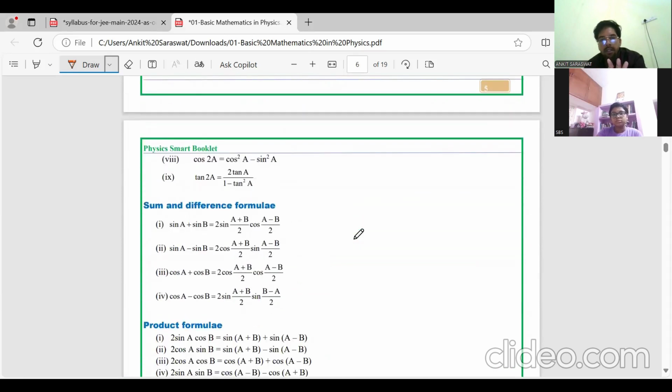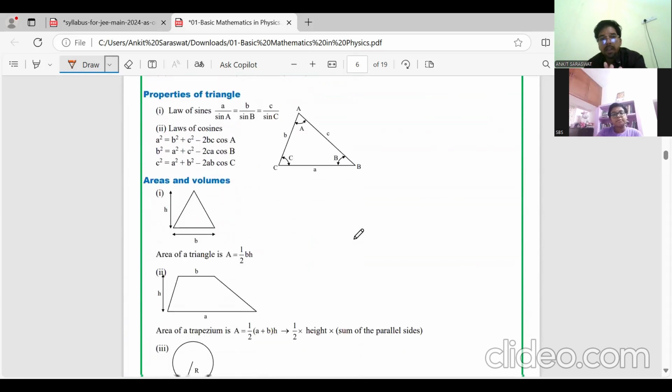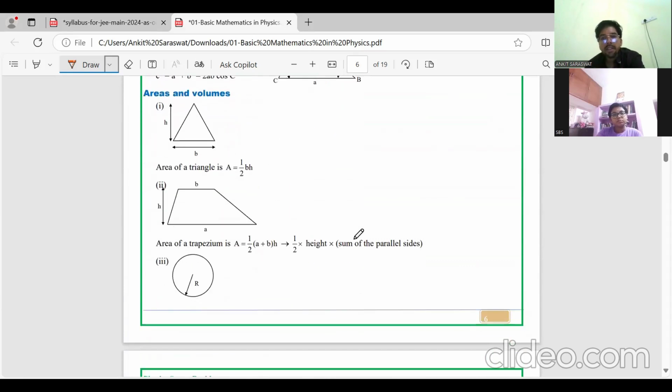Clear? Sine formula, sine A plus sine B. What is the formula? Product rule. Area and volume, like what is the area of a triangle? What is the area of a trapezium?